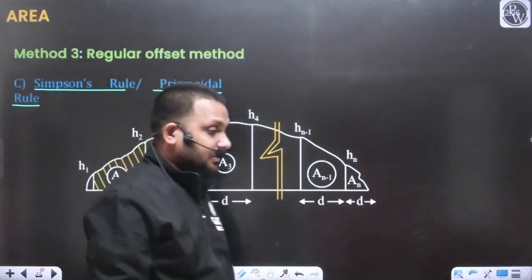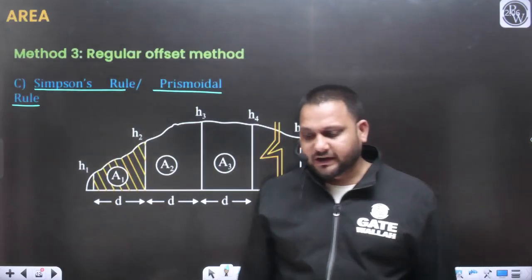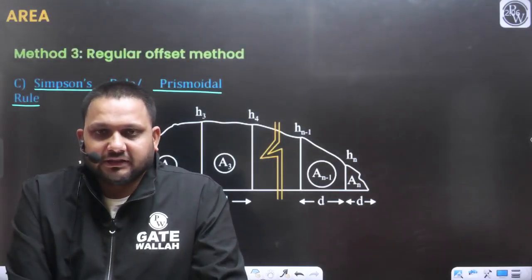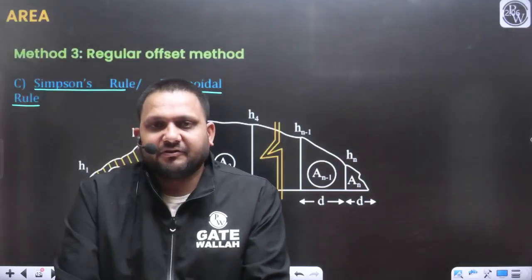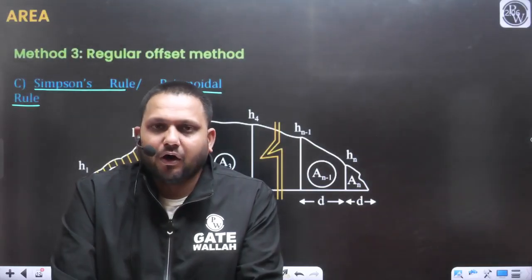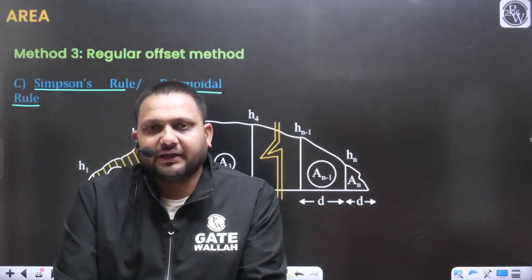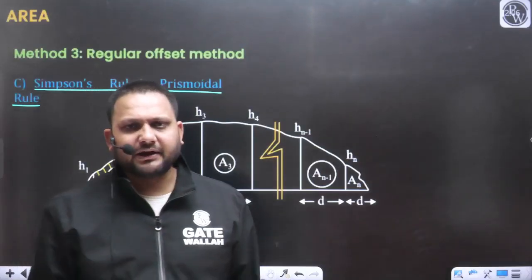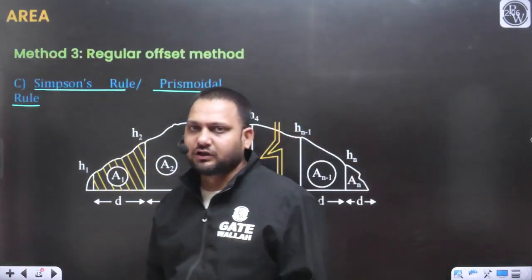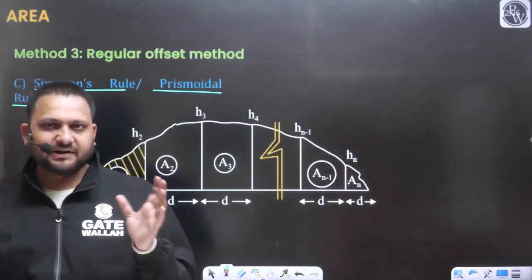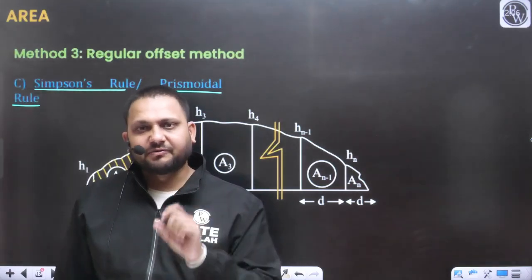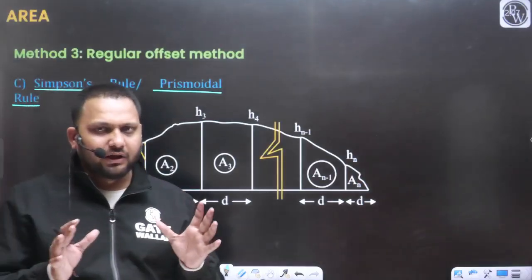Sir, in the question, how do I know from which method we need to calculate the area? Don't worry about that. In the question, they will specify the method, whether you need to calculate the area from the trapezoidal method or from Simpson's method. Sir, what data will they provide? They will provide you the details of all the offsets: how many offsets there are, what the dimensions of the offsets are, and what the interval between the offsets is. They will provide all the necessary conditions.